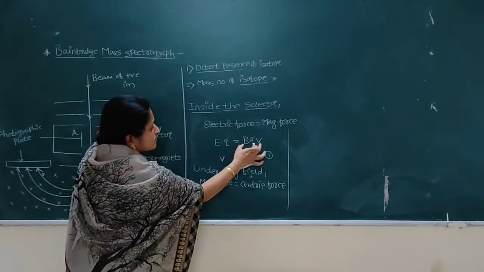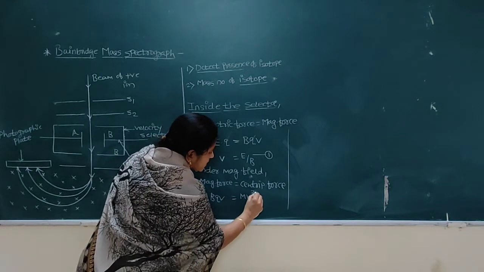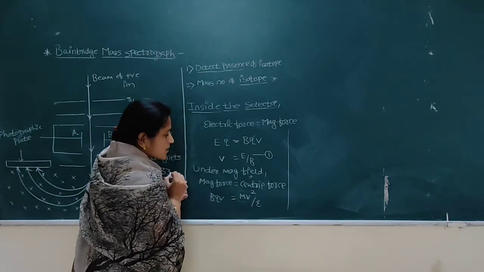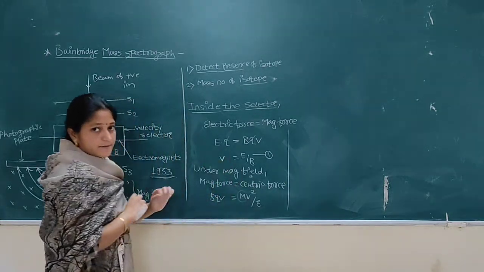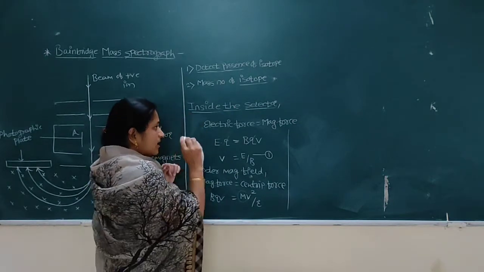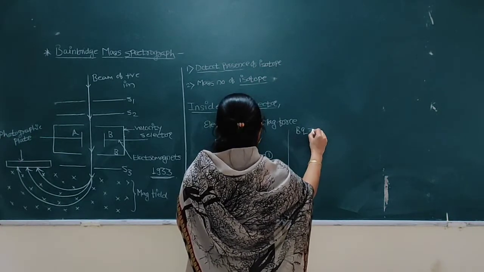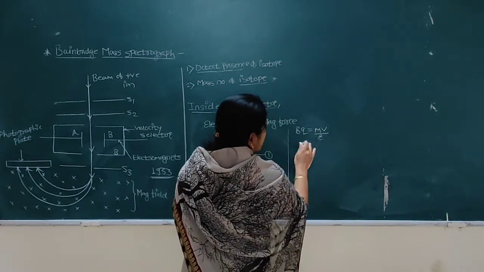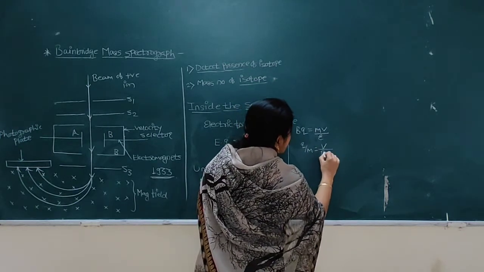So magnetic force is BqV, and centripetal force we can write as mv squared divided by r. Now this m indicates the mass of the ions moving with the velocity v with the radius r. Here v will get cancelled. The remaining equation we can write as Bq is equal to mv divided by r. Now again we can write q by m is equal to v divided by Br.